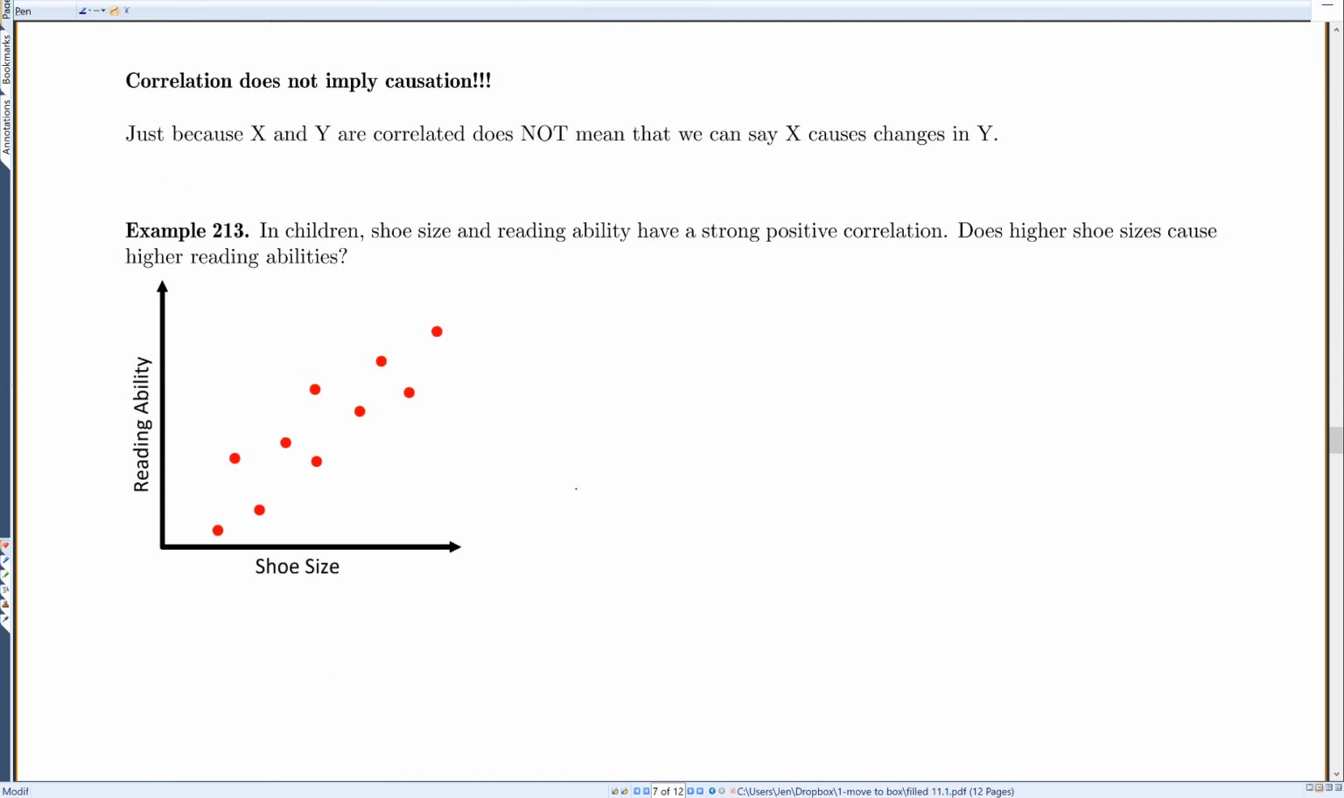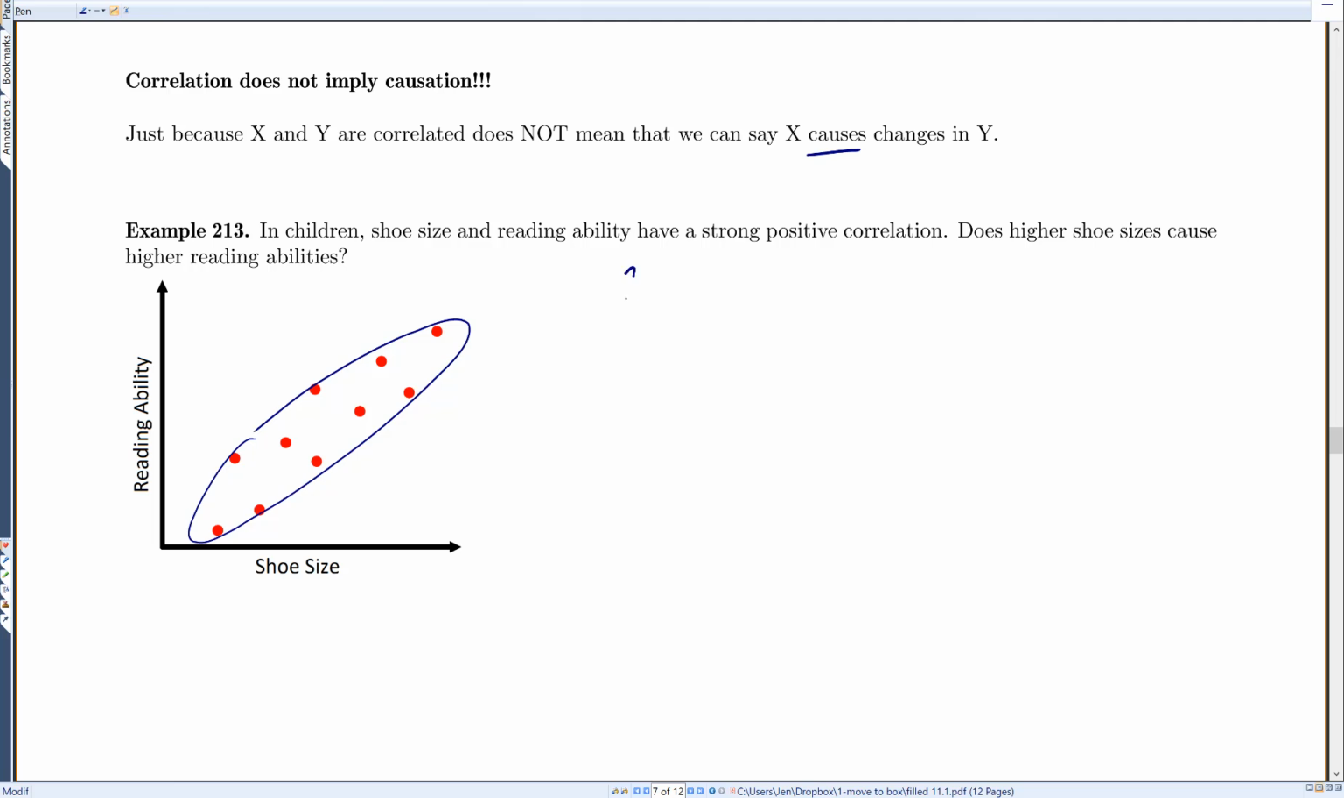And another caution, that correlation does not imply causation. So just because X and Y are correlated, it does not mean that we can say X causes changes in Y. So for example, in children, shoe size and reading ability have a strong positive correlation. So here's some sample data. You can say it's pretty strong. But does higher shoe size cause higher reading ability? Well, obviously not. No one's going to agree with that.